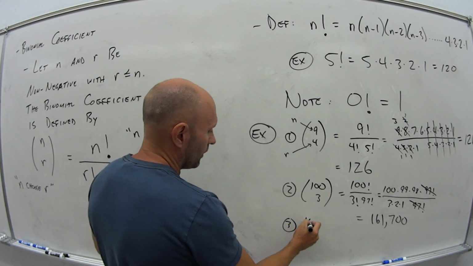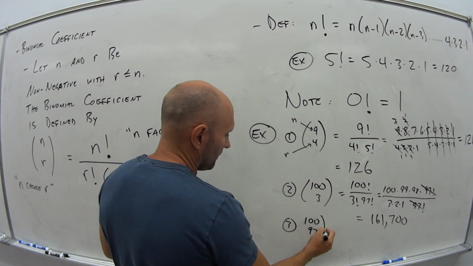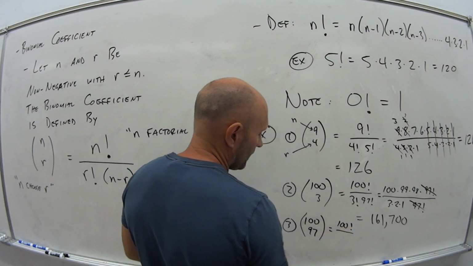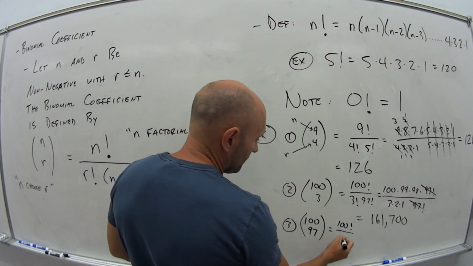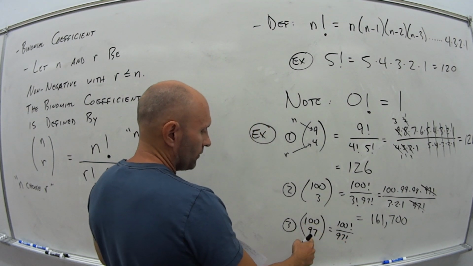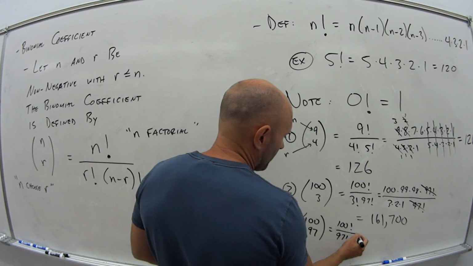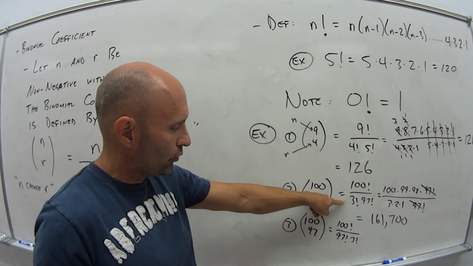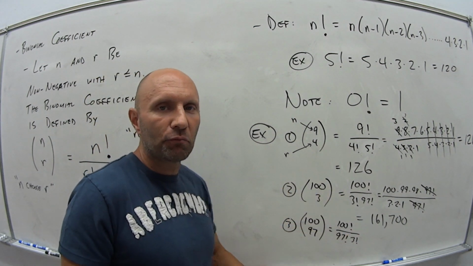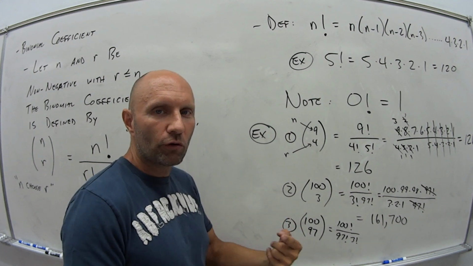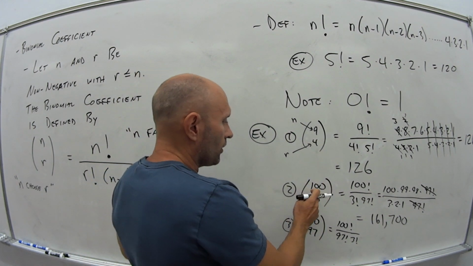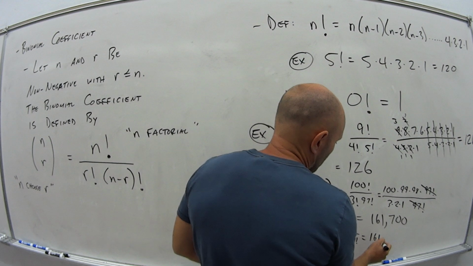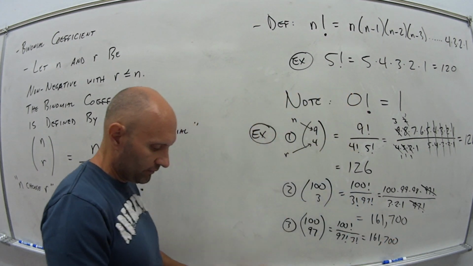Lastly, what if I have 100 choose 97? Well, this is what? This is 100 factorial divided by 97 factorial times 100 minus 97, which is what? 3 factorial. Well, what do I have? The exact same thing as I had in example 2. It's just first I have 97 and then I have 3, but multiplication is commutative, so the order doesn't matter, right? So 100 choose 3 is the same as 100 choose 97, which is 161,700.